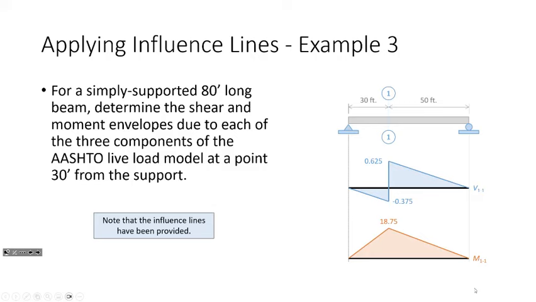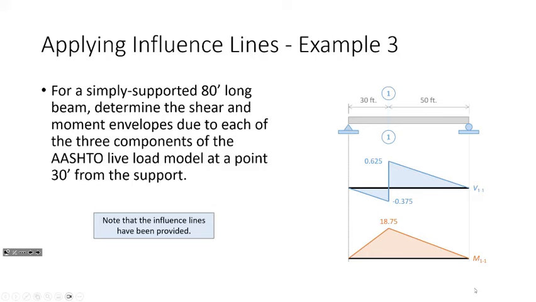Now let's do the design tandem. Now, like I said, this one is a little bit more challenging. We got a little bit more work to do. Just to make sure that we're all on the same page, I'm gonna make this picture a little bit bigger so that we can all see what's going on. So here's our tandem. It is 25 kip axles, and the axles are spaced 4 feet apart.